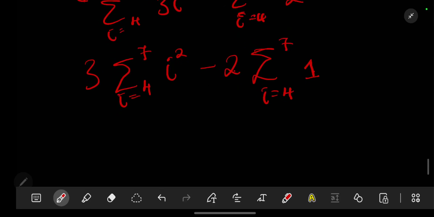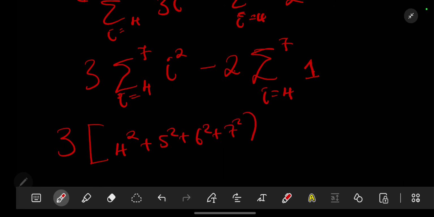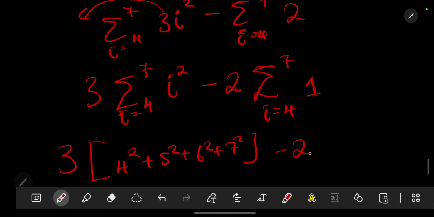So with that done, we are going to begin. So we have our 3, open brackets, we have I squared. So we are beginning from 4. 4 squared, 5 squared, 6 squared plus the 7 squared. We are done for that one. Now here is where we need to be very careful. So we have minus 2 times this 1. What are we going to do with this one? So this one, you look at the terms that are there. How many terms are there? We have 4 terms.